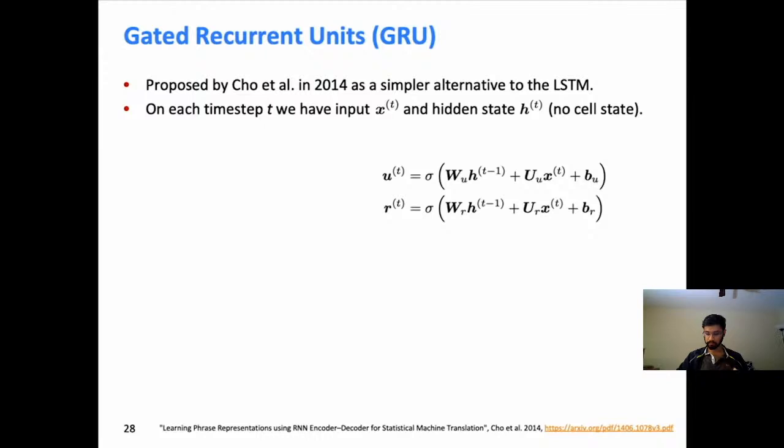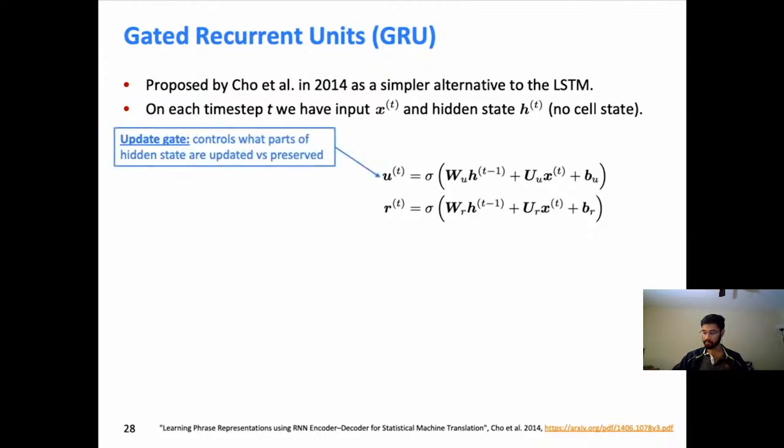We start off with two gates. The first gate is called the update gate. And this controls what parts of the hidden state are going to be updated versus preserved. So you can kind of view this as playing the role of both the forget gate and the input gate in the LSTM. And it's computed in much the same way as the gates in the LSTM were.